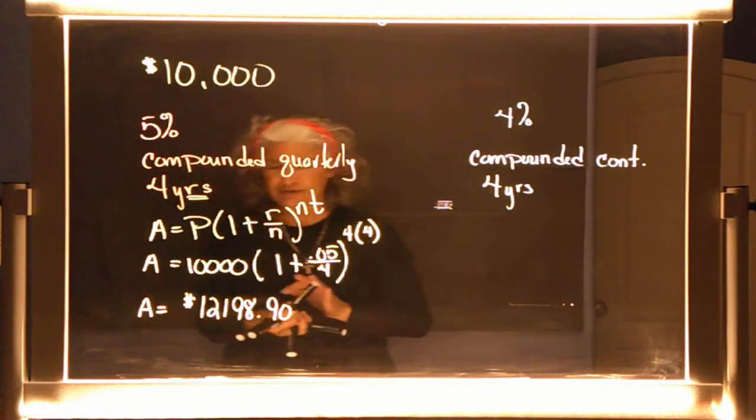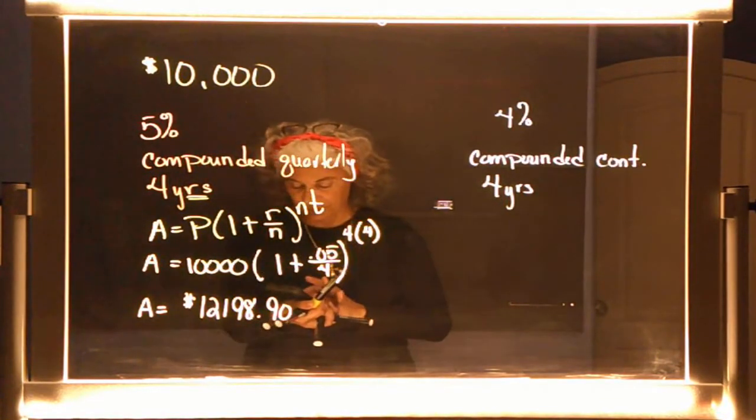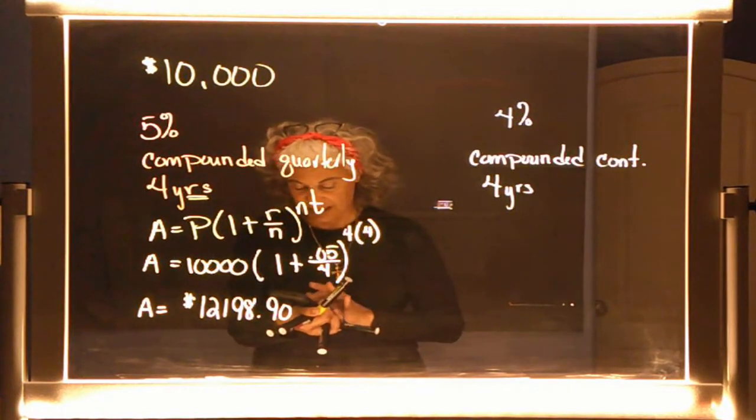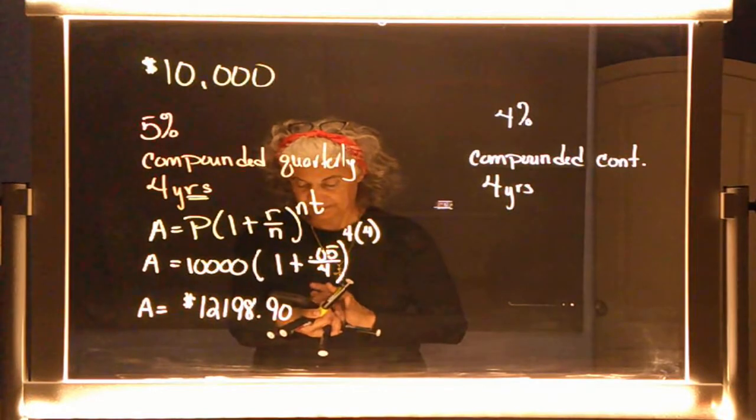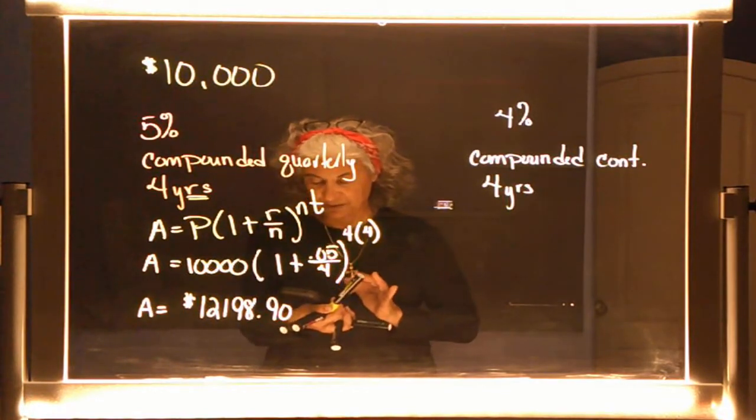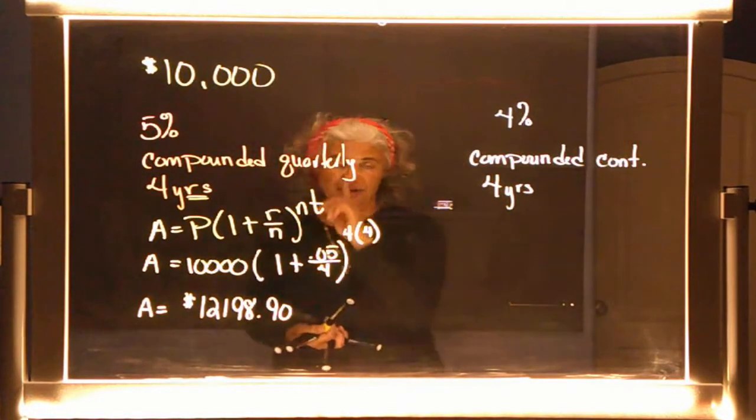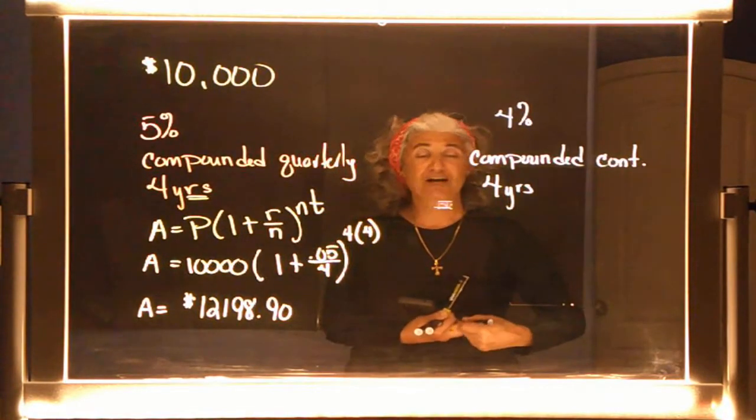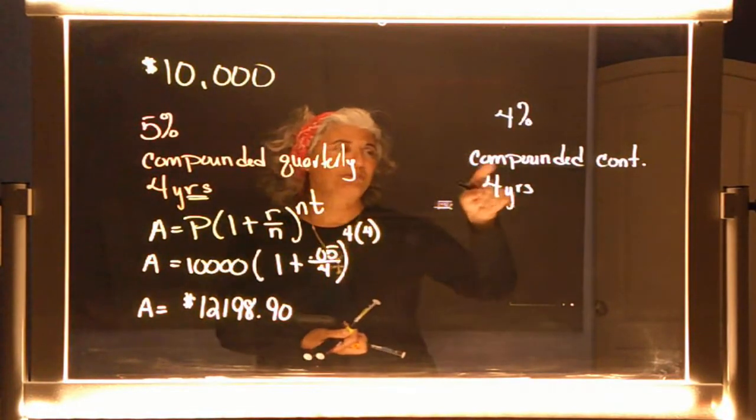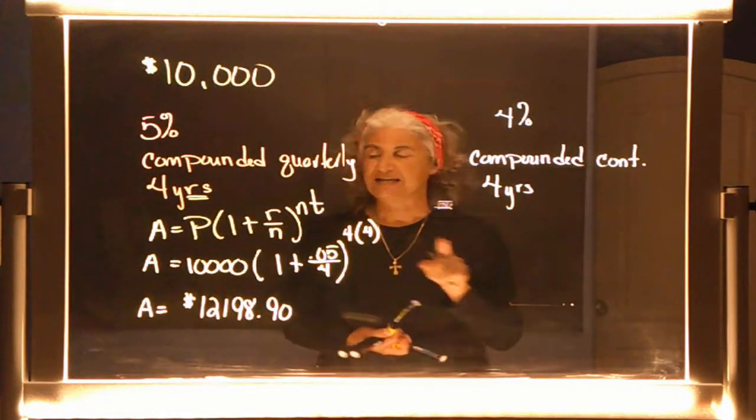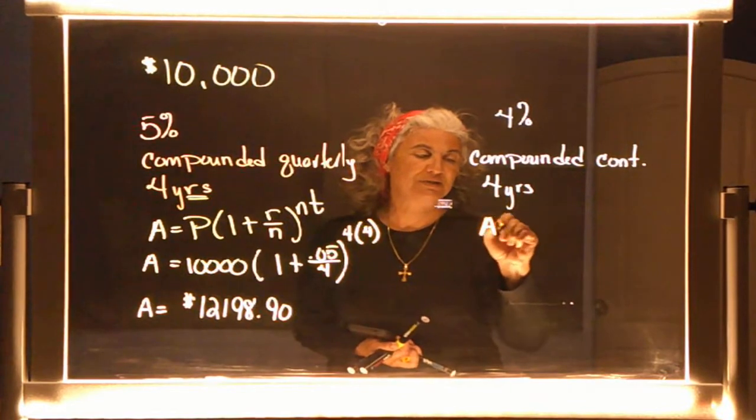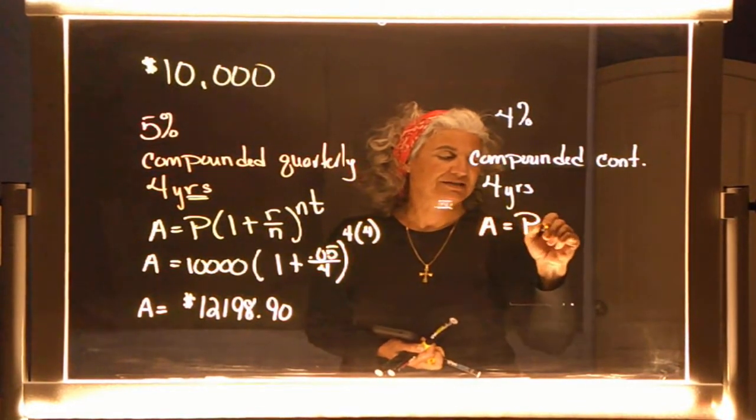Hopefully you have the same thing I do. And you know, it's always a good idea just to do a quick double check to make sure that we have the correct answer. Does that make sense? And when I did my double check, I ended up with the exact same answer. Good. Okay, and now we have this other account, and it's compounded continuously. Is that the same formula? You're right, it's not. That formula looks like this.